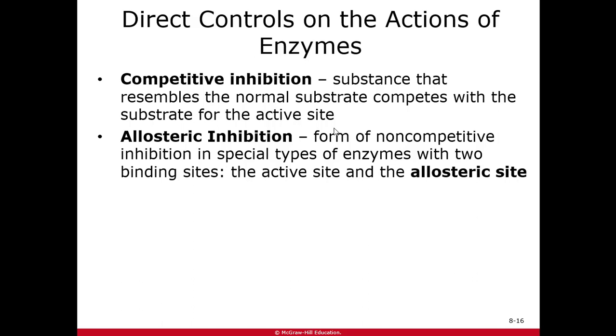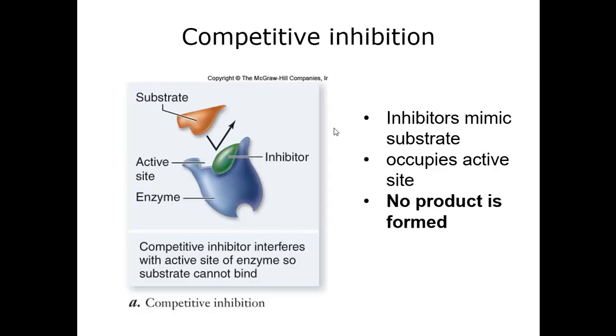Now, this is showing a picture that here's your enzyme, big blue blob. This is the substrate that's supposed to fit in there, but the inhibitor resembles the substrate. It's not an exact copy, but it resembles the substrate, and it resembles it enough that it can fit into the active site. And if this substance, this inhibitor, is in that active site, the substrate can't fit in there and nothing's going to happen to the substrate.